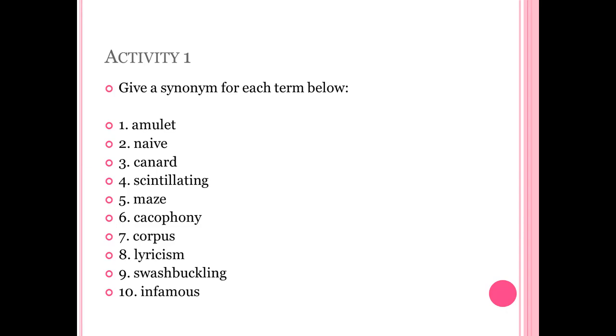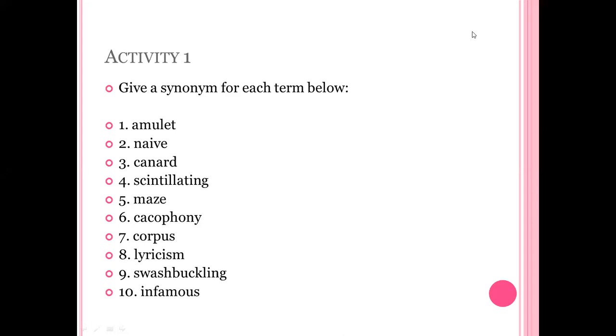Give a synonym for each term below. We have amulet, naive, canard, scintillating, maze, cacophony, corpus, lyricism, swashbuckling, and infamous. A total of 10 items. Just give a synonym for each term below. I will just require you to submit activity 1, no need to answer activity 2.